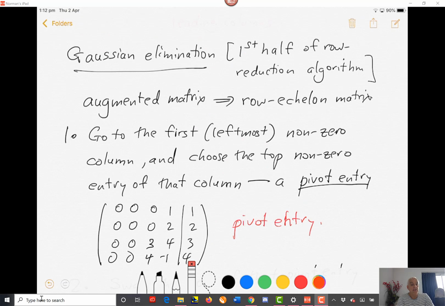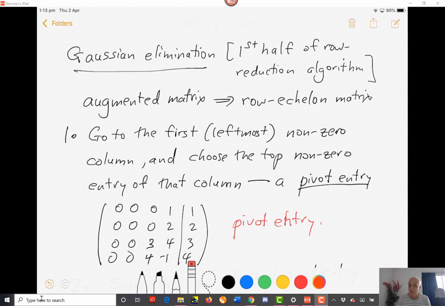Okay, so now we're ready to present Gaussian elimination, which is the first half of this row reduction algorithm that takes a general augmented matrix for a system of linear equations and transforms it to a row echelon matrix. This is sort of the halfway point to the full algorithm. So how do we get a row echelon matrix from a general augmented matrix?